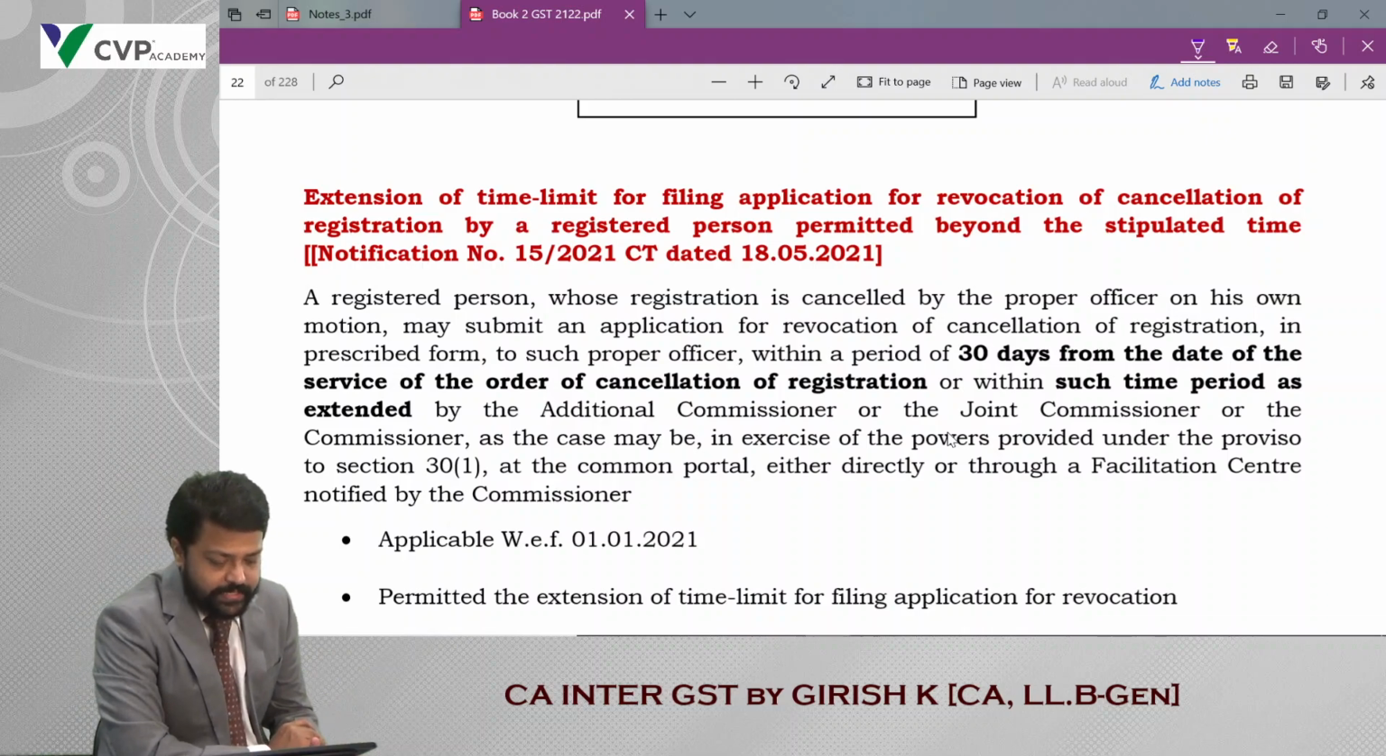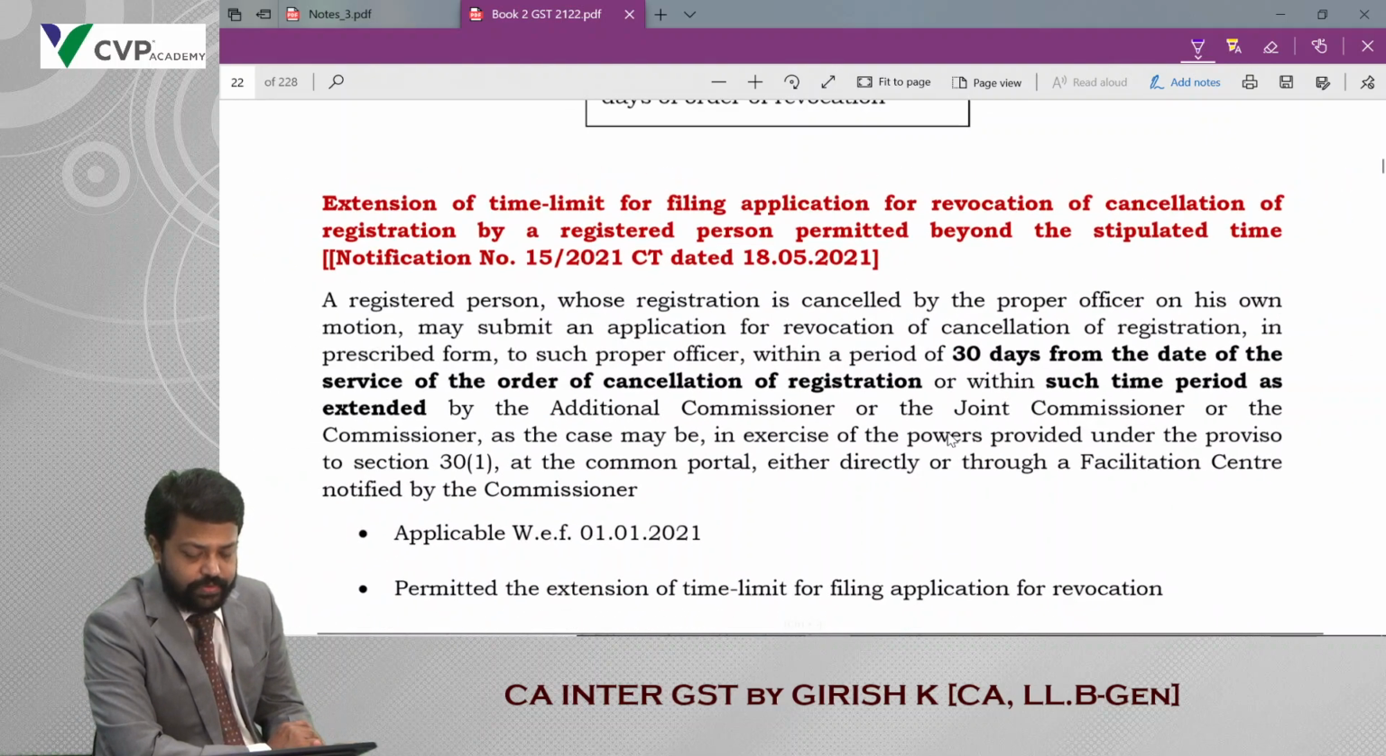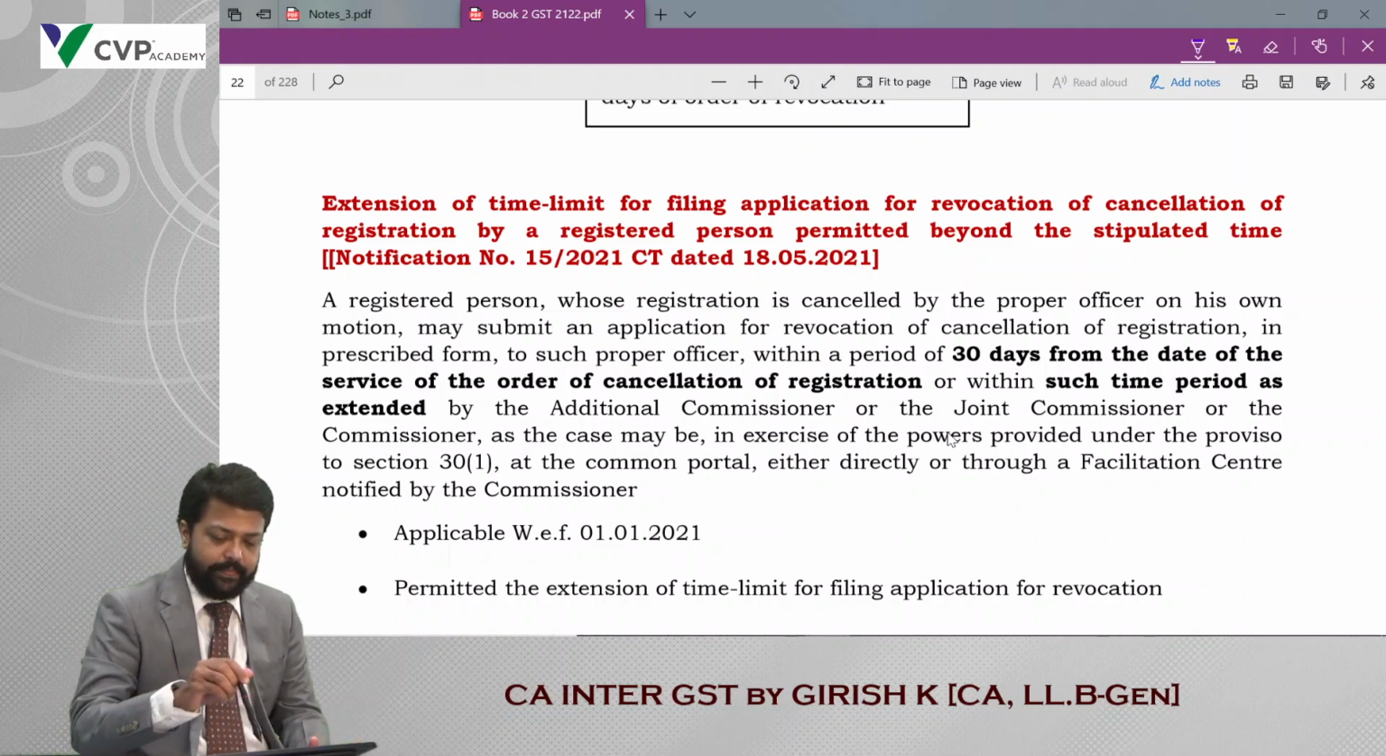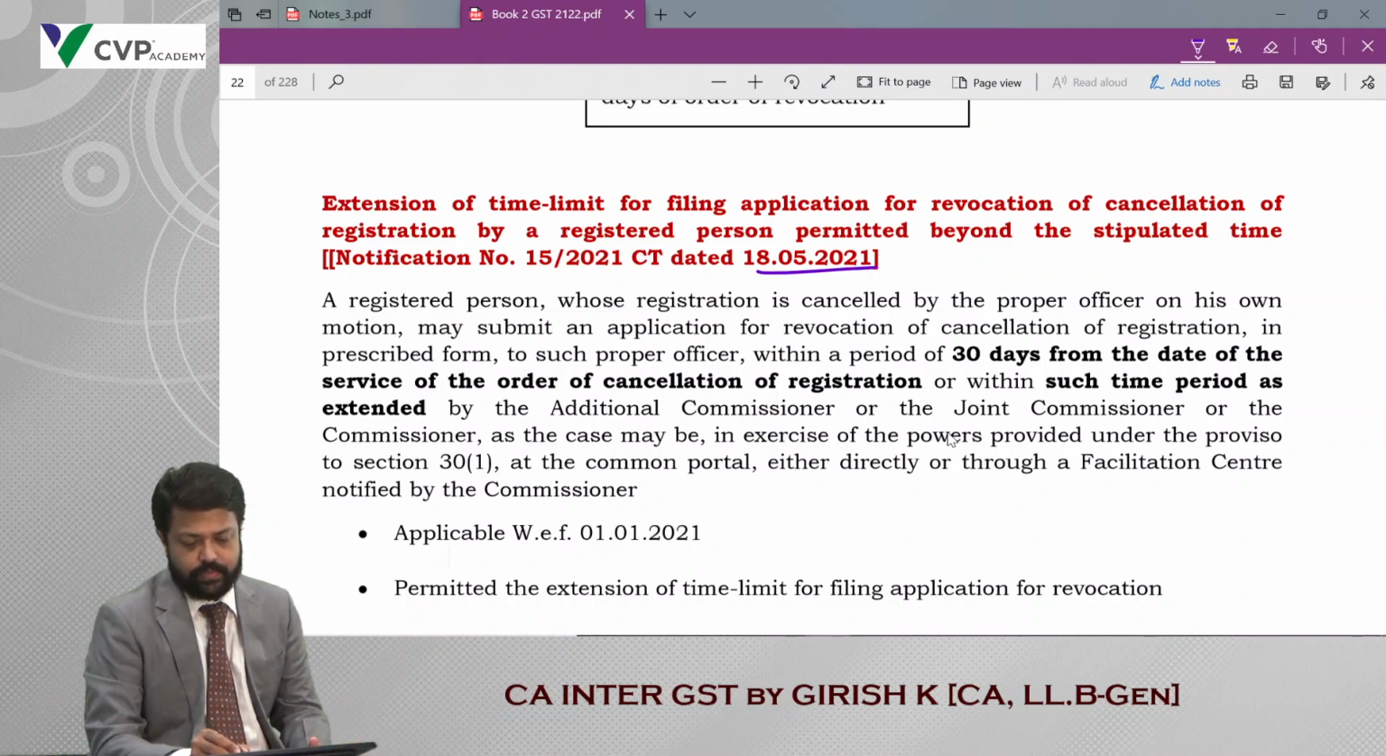So what did it say? Extension of time limit for filing application of revocation of cancellation of registration by a registered person, permitting it beyond the stipulated time. So this was given on 18th May 2021.